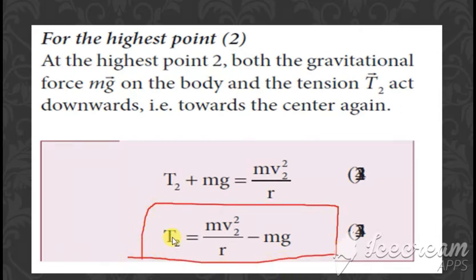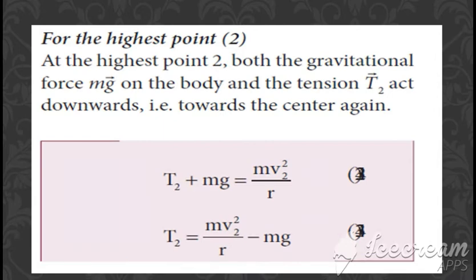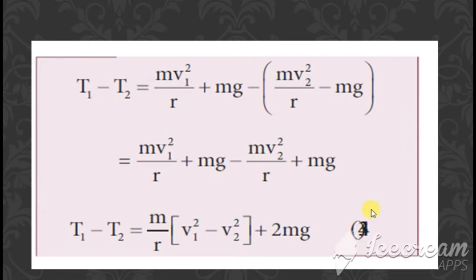Okay, for T1, the equation is what? m v1 square by r plus mg. Okay, and for T2 it is m v2 square by r minus mg. Okay, so if you are clear with this, we will be able to derive the other derivations in this. Okay, so next we are going to find the value of T1 minus T2. As we know already, T1 is m v1 square by r plus mg, and T2 is m v2 square by r minus mg. Okay, in between you have the minus, so we are writing it with the minus sign here.